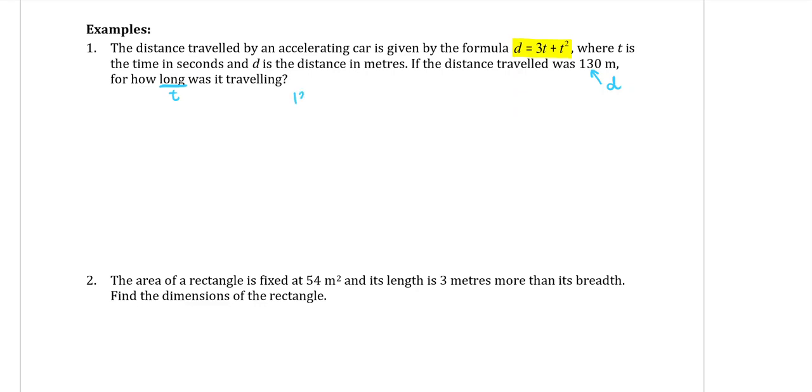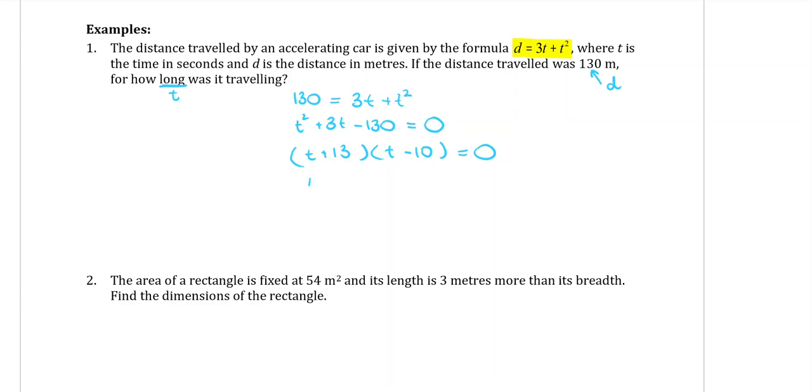The d is replaced with the 130 equals 3t plus t squared. Now I want to put it in the right order. So let's put the t squared first, plus 3t, and then I'm going to subtract the 130 across so that it's equal to 0. Now I can factorise this because it's a monic trinomial. So I'm looking for two numbers that times to give negative 130 and add to give 3. The numbers that we need are positive 13 and negative 10.